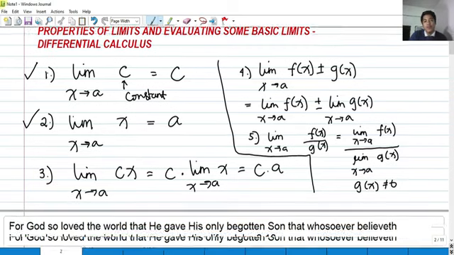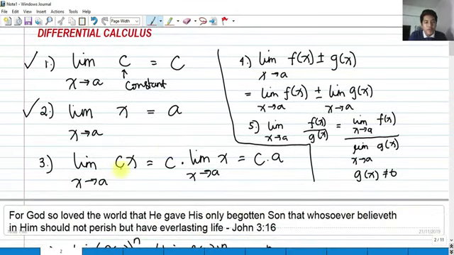How about for the third property? The limit of a constant multiplied by f of x, as x approaches a, we can factor out the constant outside of the limit and multiply it by the remaining f of x inside. So we have c multiplied by the limit of x as x approaches a, which is only equal to the constant multiplied by a, since this term is from property 2. The limit of x as x approaches a is simply equal to a.